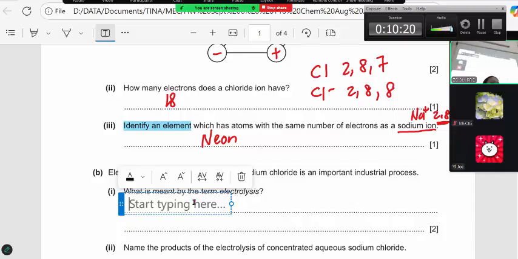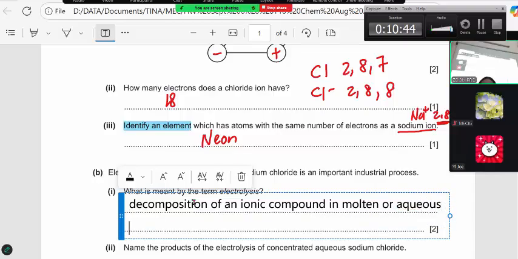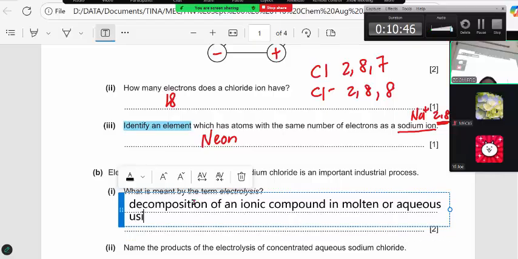Electrolysis. Definition questions are not about how you feel, the question is like that. Electrolysis is the decomposition of an ionic compound in molten or aqueous state, using electricity.